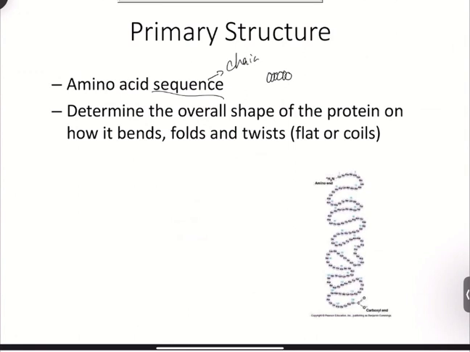Okay? They determine the overall shape of the protein on how it bends, folds, and twists. No, either flat or coil, no? Because they are only in chains. No? They don't have any linkages aside from that peptide bond you have. Okay?